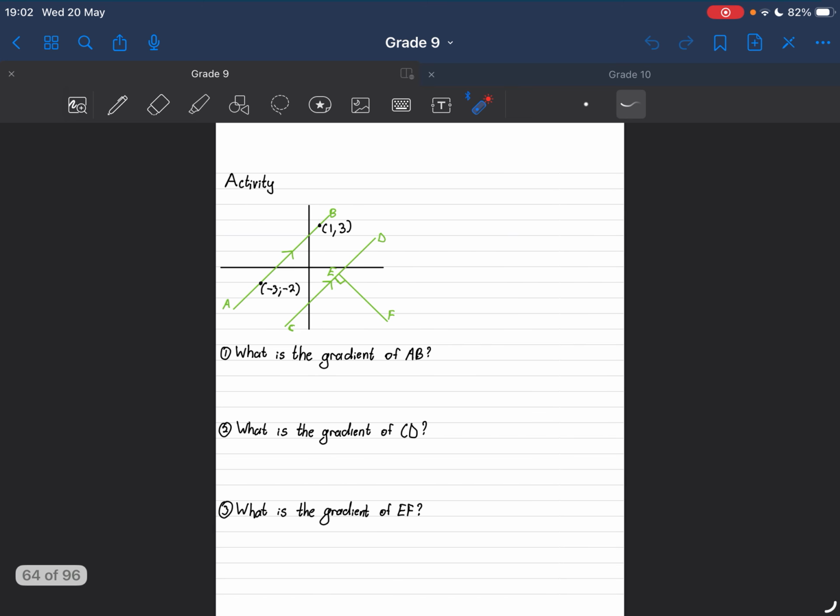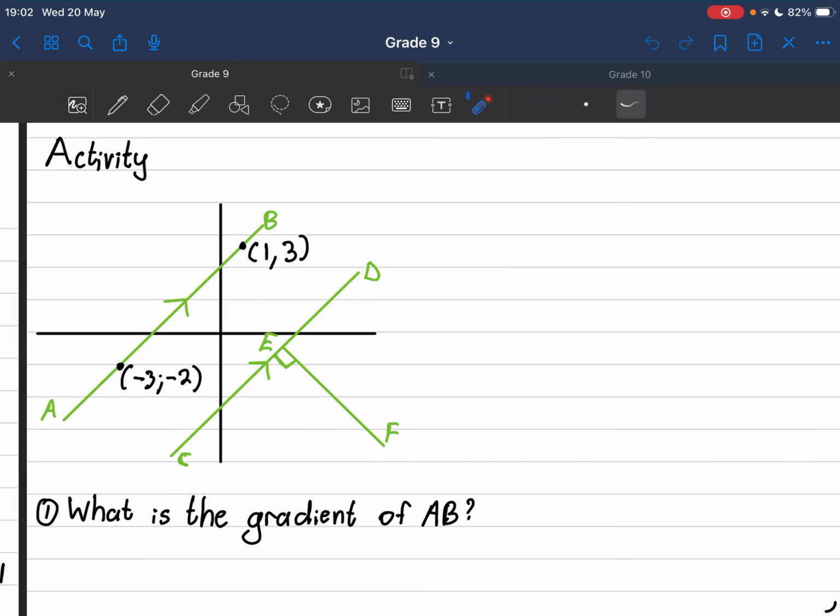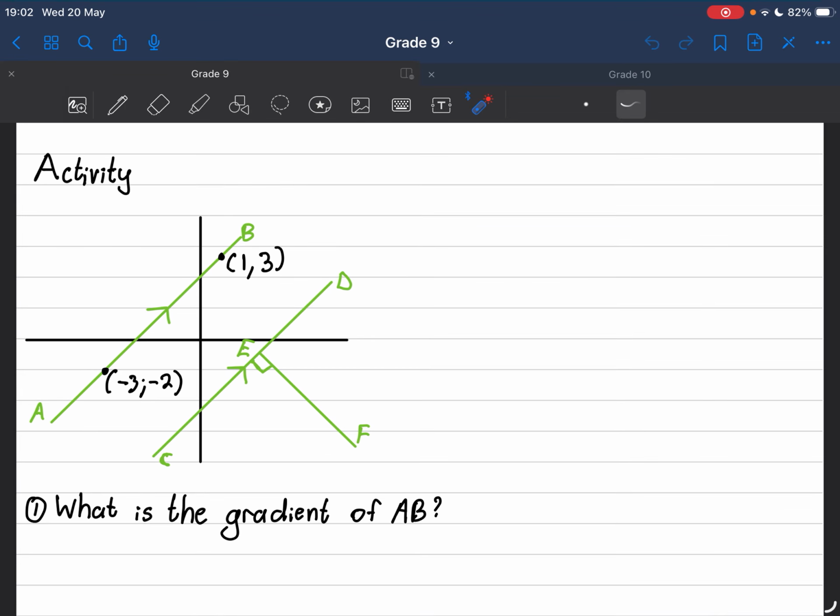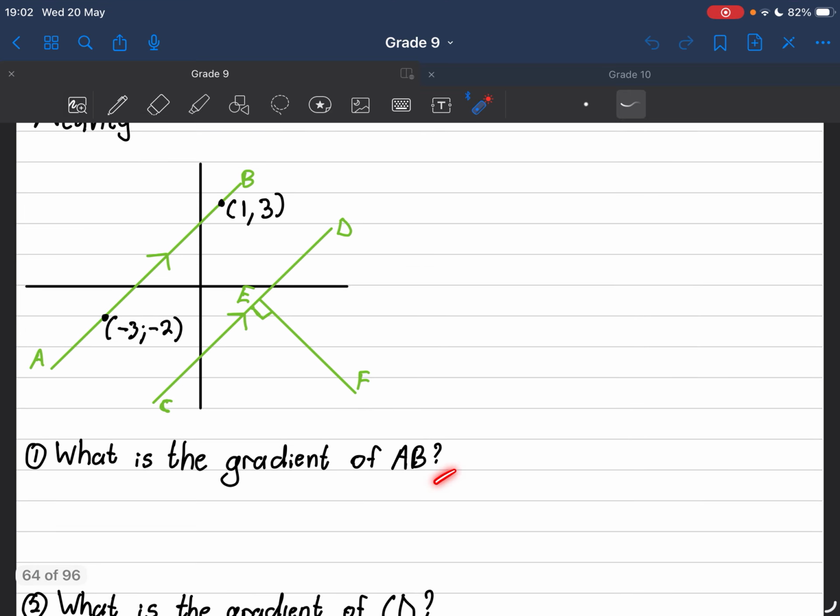Now, here's an activity on that. I have a line AB with 2 coordinates, a line CD with no coordinates, and a line EF with no coordinates. The first question is simple. What is the gradient of line AB? The gradient formula is simple.